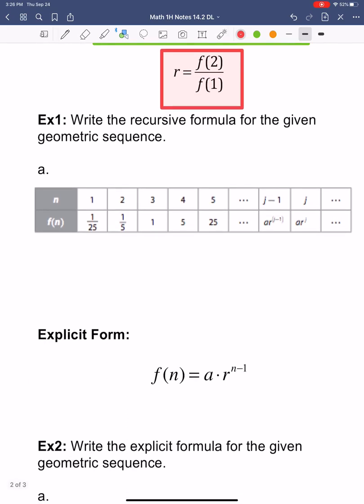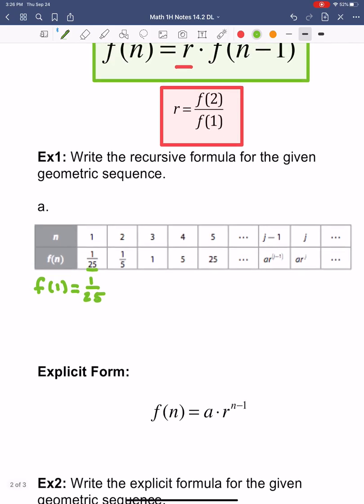So to use this recursive formula, a couple things we need to list. First, just like when we did the arithmetic sequences, we need to identify what the first value is, what f of 1 is. So I'm going to say, okay, f of 1, the first term of my sequence, is 1 over 25. That's the first piece there, and that just comes from whatever the first term in your sequence is. So f of 1 equals 1 over 25.